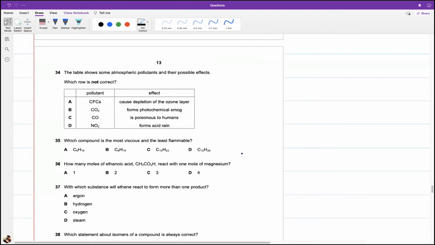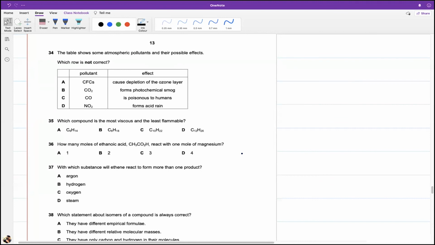The table shows some atmospheric pollutants and their possible effects. CFCs, they deplete ozone. Yes, that's true. CO2. CO2 forms global warming gas है ये. So ये photochemical smog वाली बात गलत है because that is formed from ozone. Carbon monoxide is poisonous. Yes, it is toxic होती. Causes blood में जाके causes blood cancer, carboxyhemoglobin and all that. Nitrogen dioxide is acidic gas, so it does form acid rain when it dissolves in water. So yeah. All right. So answer यहाँ पे B है.